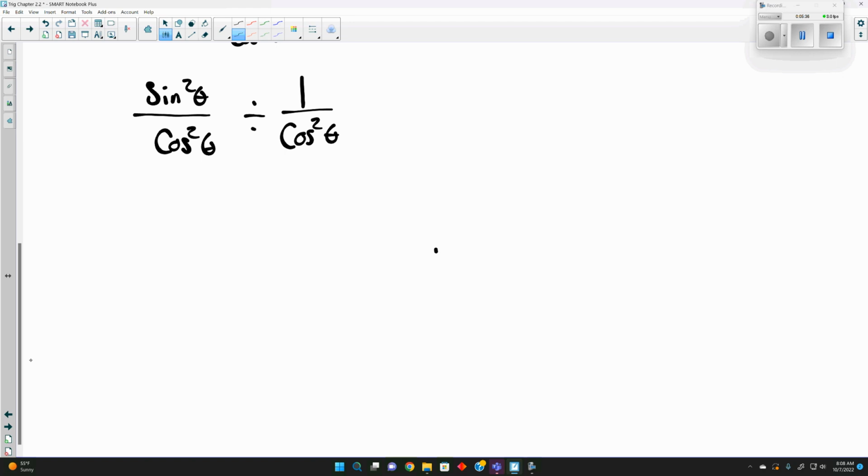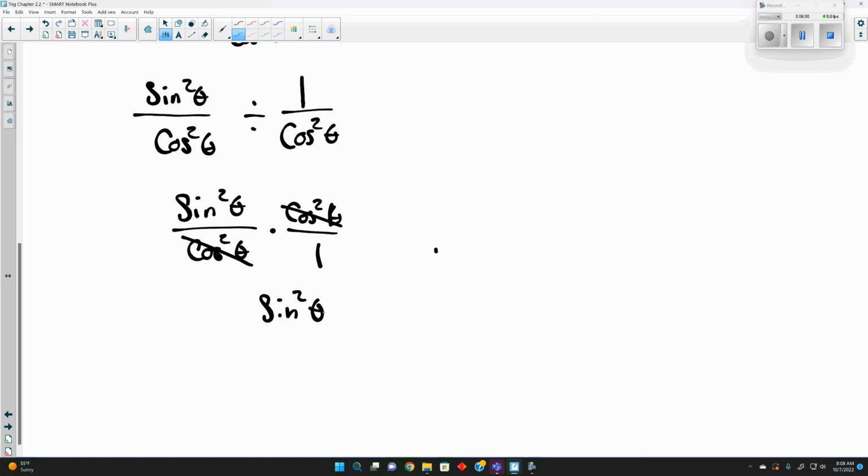Now, when we divide two fractions, we don't actually divide. We can change it from division to what? Multiplication, and flip the second. Theta over 1. Well, what happens here? These cancel, telling me that we have sine squared of theta. Is that what we wanted to prove? Yeah. And that's it. Questions on this here?